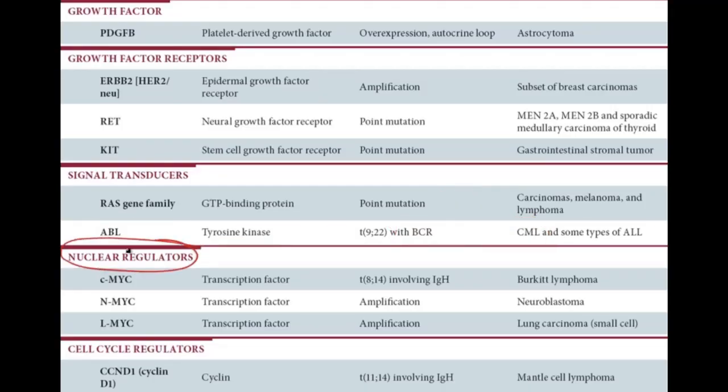The next type of oncogene that can be mutated are the nuclear regulators. And the nuclear regulators are basically a group of transcription factors, and these transcription factors go to the nucleus and cause upregulation of genes necessary for growth, okay? And so those are nuclear regulators. And the most important nuclear regulator is MYC. That's the most important nuclear regulator.